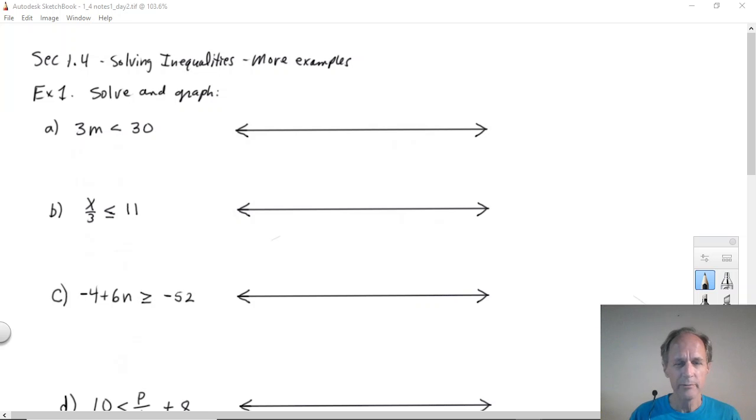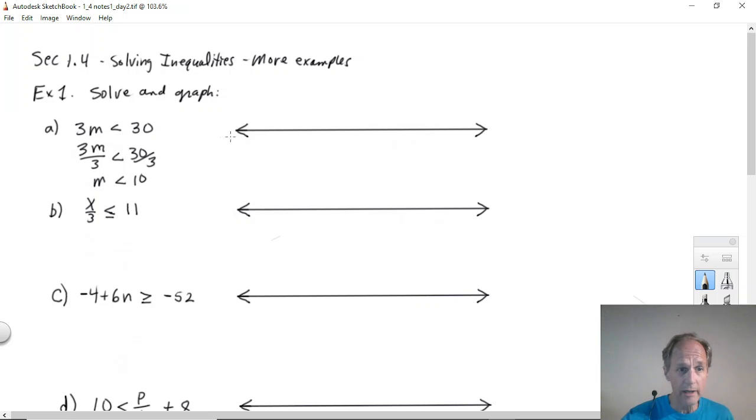Okay, so I decided we should look at some more examples of solving inequalities and graphing them. So this first one, 3m is less than 30. Just divide both sides by 3, right? And since that's a positive number, we don't change the sign. And it's still less than. We have m, divide both sides by 3. m is less than 10.